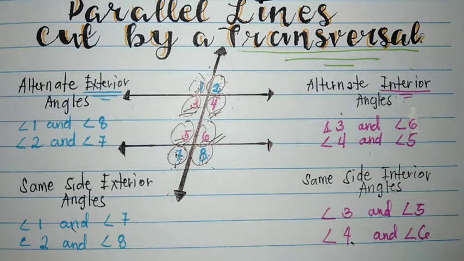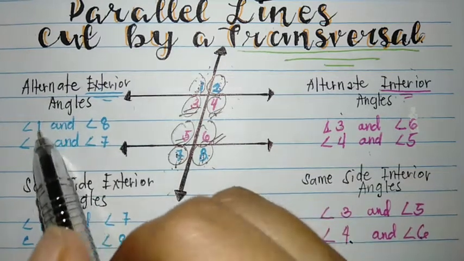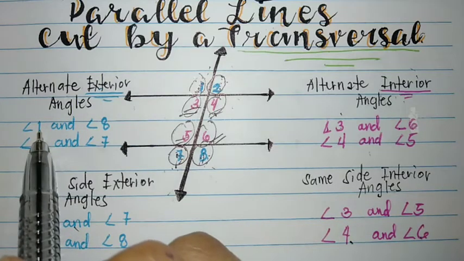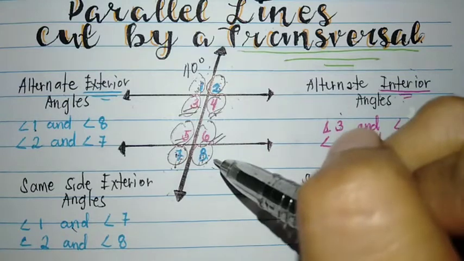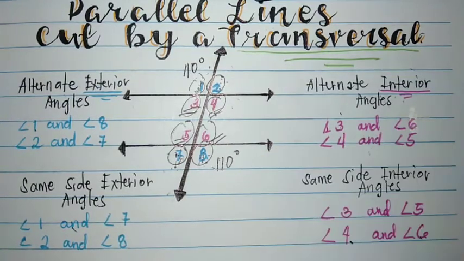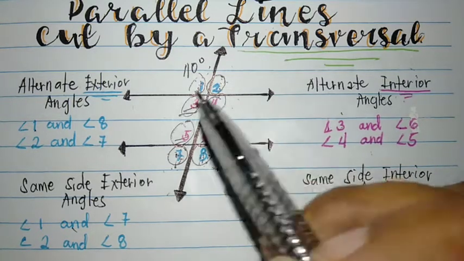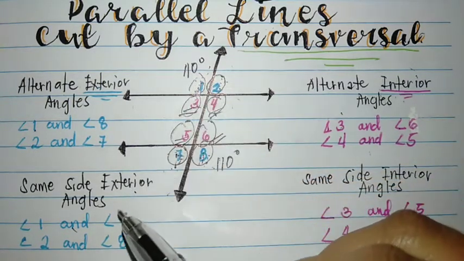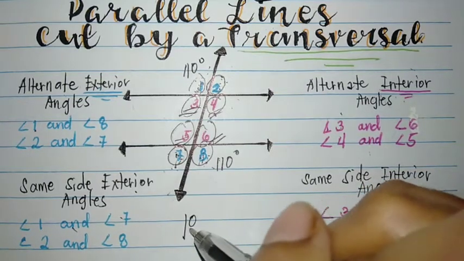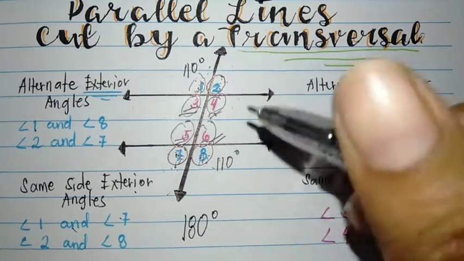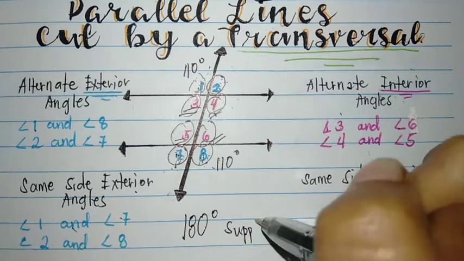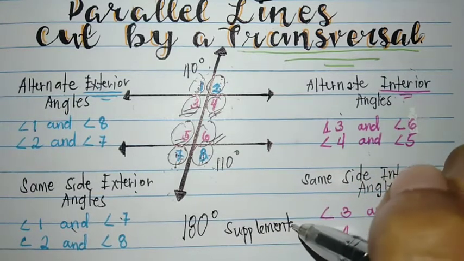angles. They are congruent. What does it mean? Ibig sabihin, kung ang measure ng angle 1 is equal to 110 degrees, angle 8 also measures 110 degrees. They are congruent. Alright? And of course, dahil nga si same side exterior angles is equal to 180 degrees, they are supplementary, okay? Supplementary angles naman tong same side natin.